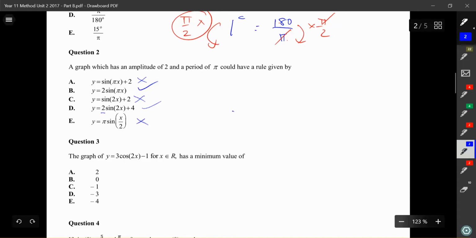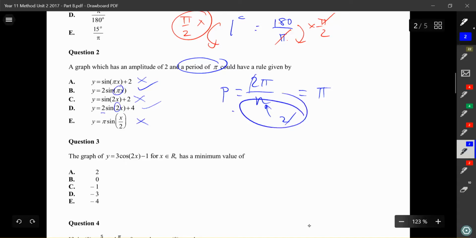So you're really down to B and D, but you want a period of pi, and remember period is 2 pi on n. So obviously in order to have pi, n would have to be 2 because then 2 divided by 2 cancels out and you get pi, right? So that means if n is 2, n is the number in front of x, and you can see this is pi and this is 2. So therefore, D must be your answer.